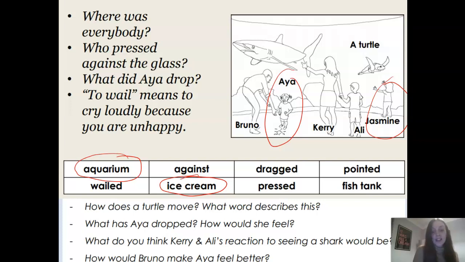So you might want to say, how does the turtle move and what word would describe it? You might want to think about Kerry and Ali's reaction to seeing the shark. What might they think? And how might Bruno make Aya feel better? So 5 minutes, pause the video and just verbally retell the story out loud. Off you go.